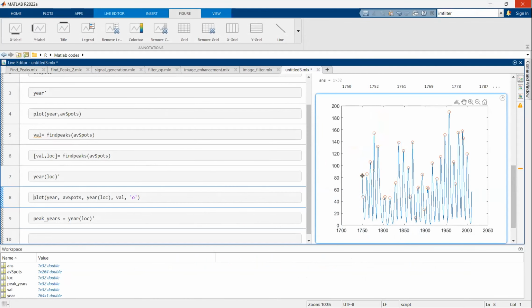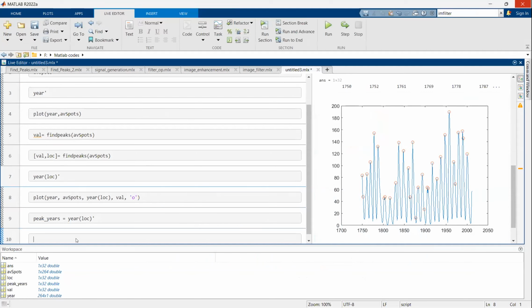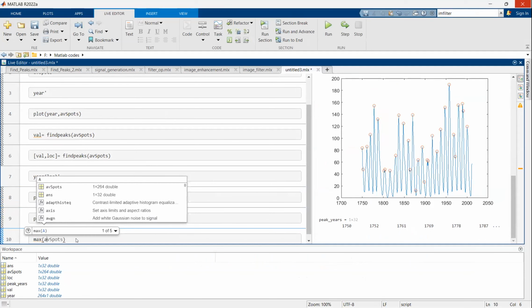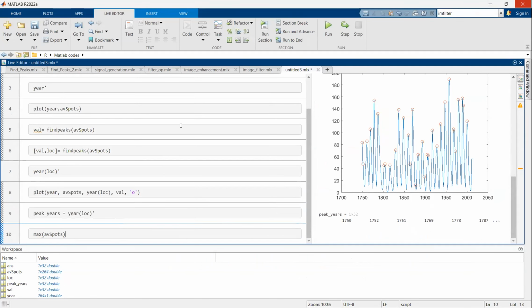You see, this is called local peaks or local maxima. And this one is called the global maxima. Global maxima means overall what is the highest peak. And these are peaks, high peaks, but not the maximum one. So if I want to find the highest peak or global maxima, it should be the maximum value of the sunspots. The maximum value of the sunspots is 189, right? So this is your 189. That is your global maxima.